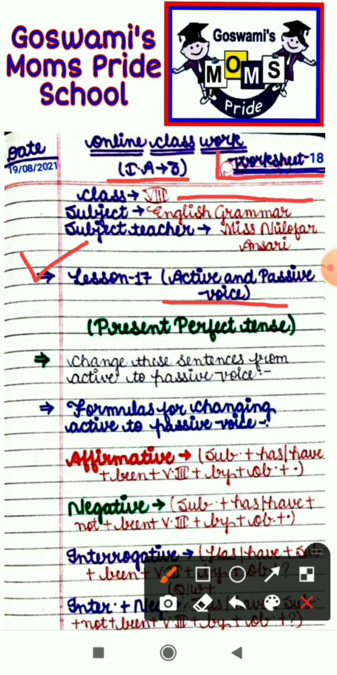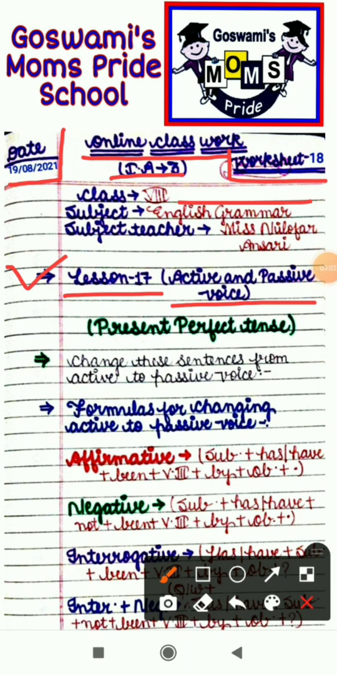perfect tense. So like always, before starting the work, you all have to mention today's date in your copies, that is 19 August 2021. With this you have to mention online classwork, and lesson 17 in your copies. First of all, the heading is present perfect tense. Change these sentences from active to passive voice, and the sentences will be related to present perfect tense.